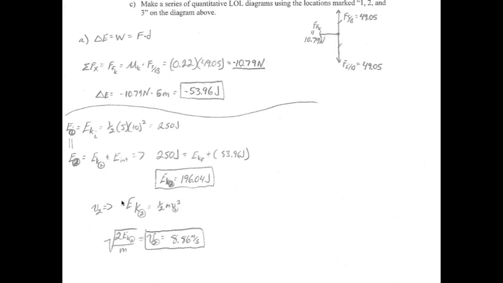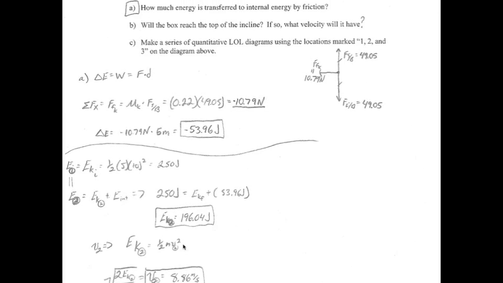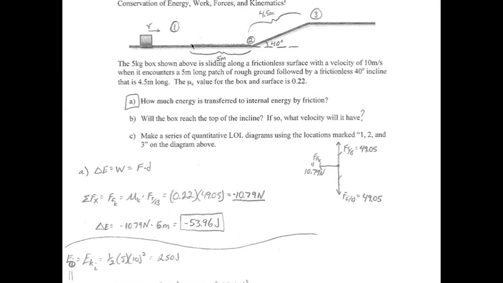And so to do that, we set kinetic energy again equal to 1/2 m v2 squared, v2 meaning the velocity at point 2. Solving the equation for v, we get the square root of 2 times the kinetic energy at point 2 divided by mass, and that comes out to 8.86 meters per second. So the box has lost 1.14 meters per second of velocity after sliding across this area here where we had some friction and the coefficient of 0.22.